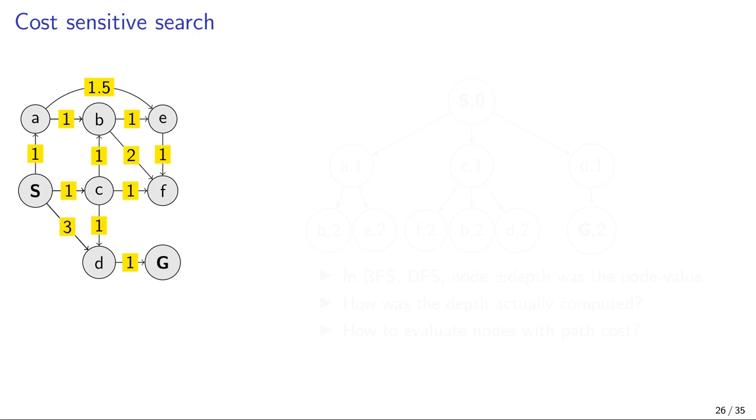Okay, so far we've been optimizing the depth. But in general, we can optimize, for instance, for the kilometers, for the path length, or the fuel consumption, if you say. Here, the numbers correspond to the expenses. Okay, so it costs 3 units, whatever it may be, from S to D, 1.5 from A to E, and so on and so on. So we need some cost-sensitive search.